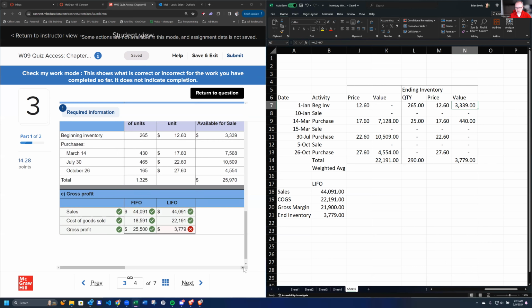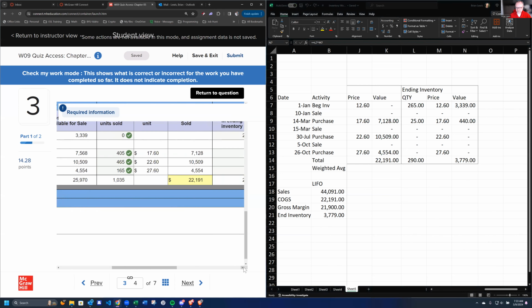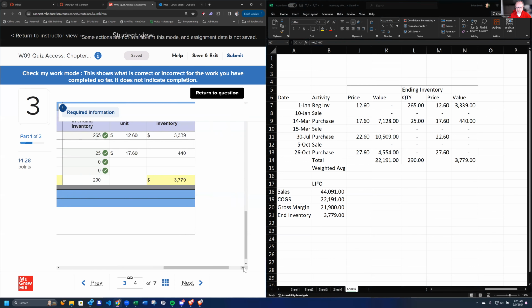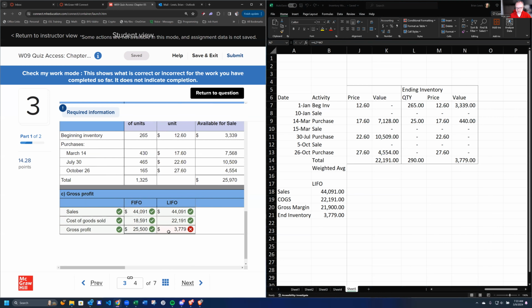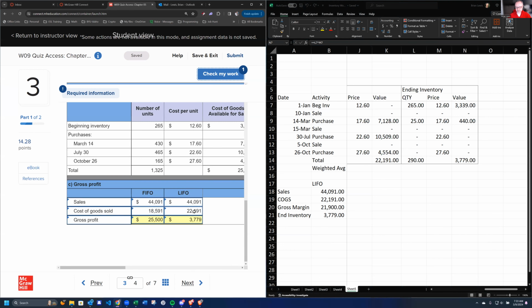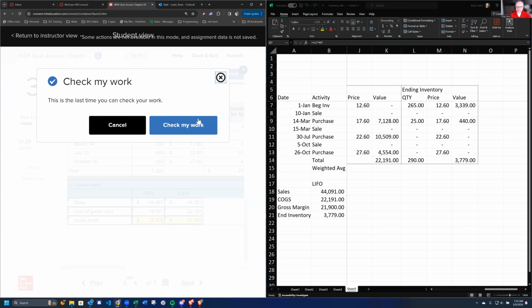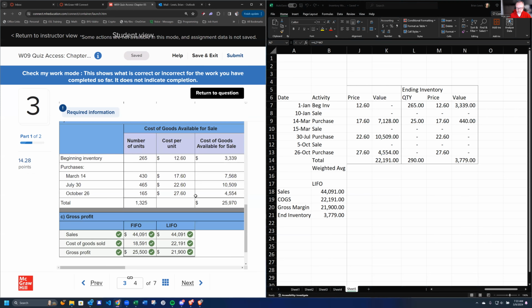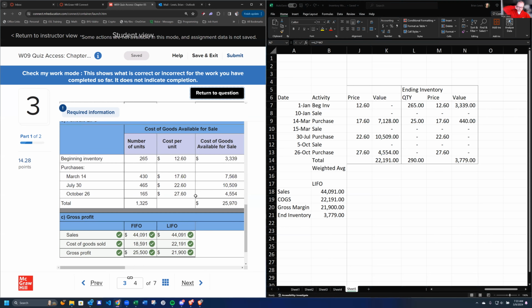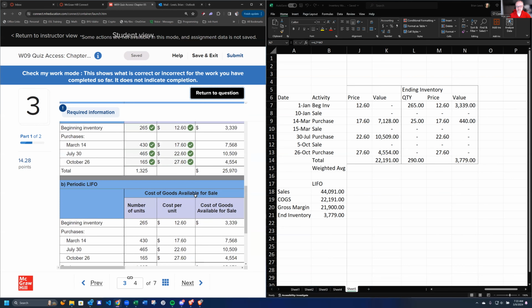What did this say? Oh, that's ending the inventory. Duh. My bad. So that's where you pick up the wrong number, right? Okay, so gross margin is 21,900. Okay, check my work. There we go. So that's how you do problem number 3.